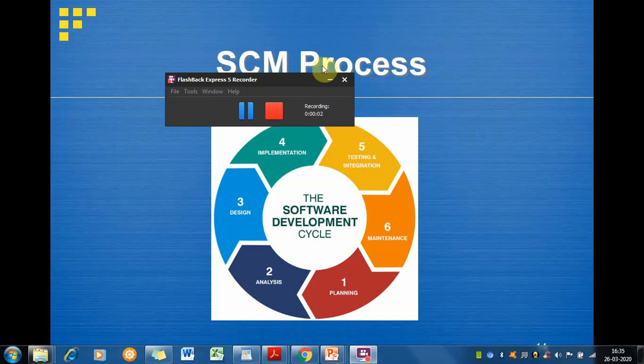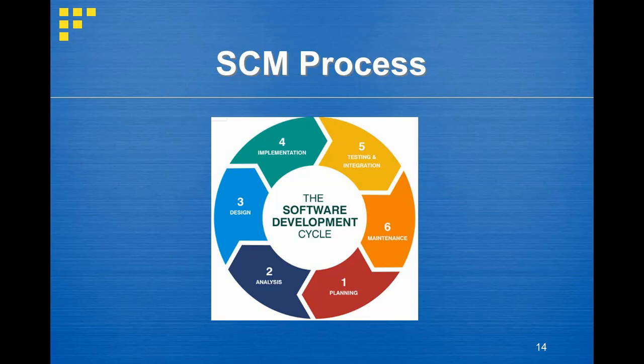I'm going to discuss the software configuration management process. When we take a process, the given five processes determine the overall configuration management that undergoes different phases. The first one is planning. The process starts from planning, then the analysis phase, then the designing phase, then the implementation phase, and the last one is the testing and integration phase. So this is the overall process in software engineering.